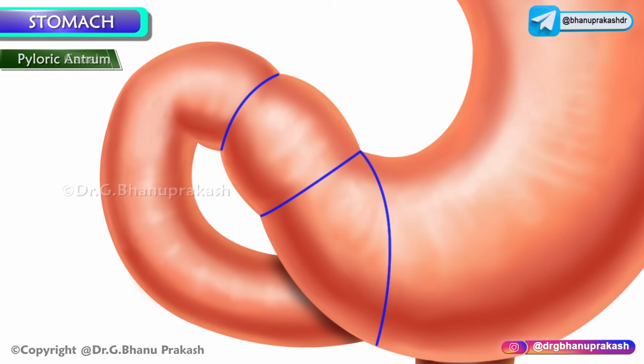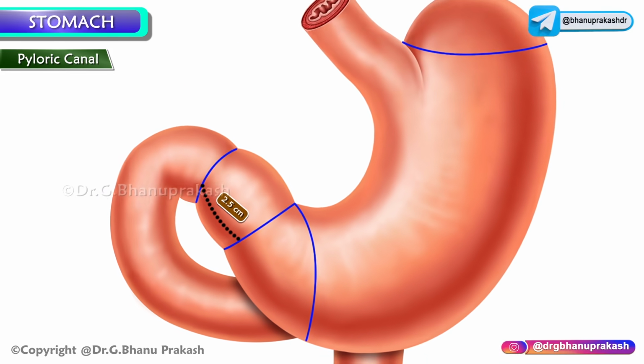And next one is the pyloric canal. The pyloric canal is approximately 2.5 centimeters long. It is narrow and tubular in nature. At its right end, it terminates with the pyloric orifice. So this is what you need to know about the pyloric part of the stomach.